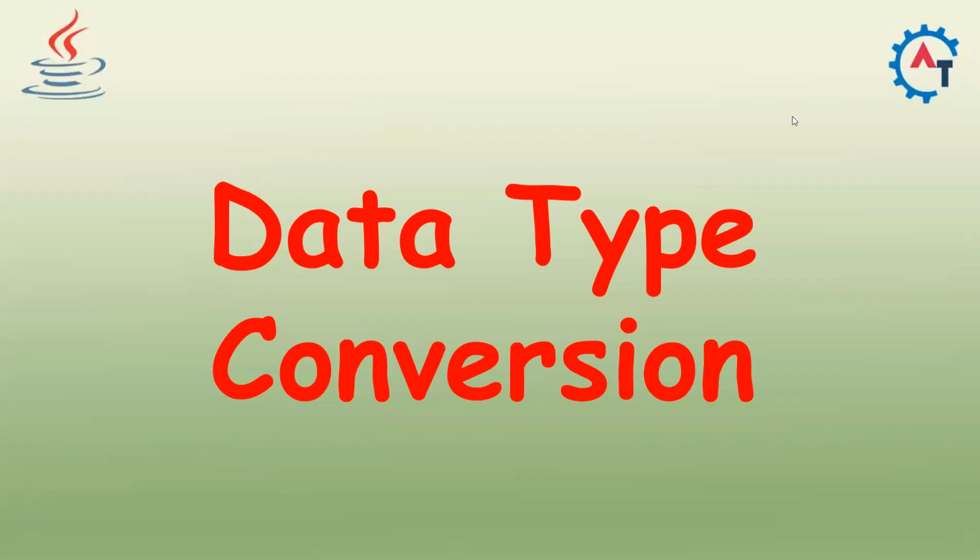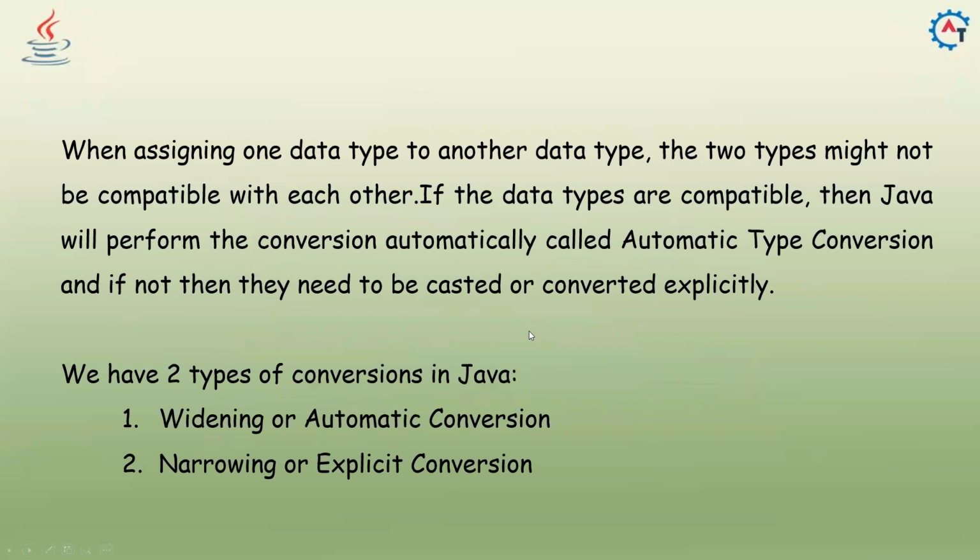Hi, in this video, we will see data type conversion or typecasting. When assigning one data type to another data type, the two types might not be compatible with each other. If the data types are compatible, then Java will perform the conversion automatically, and it is called automatic type conversion. And if both are not compatible, then we need to cast or convert explicitly.